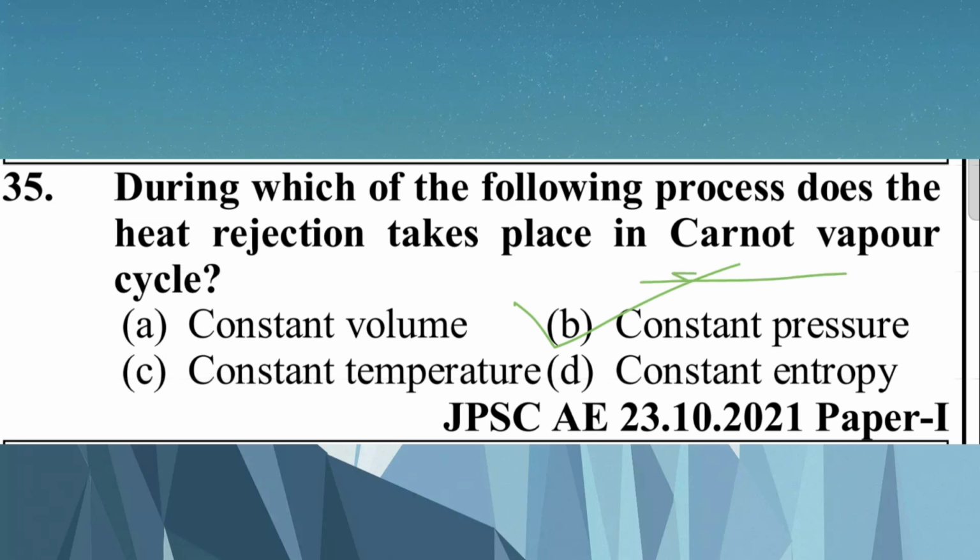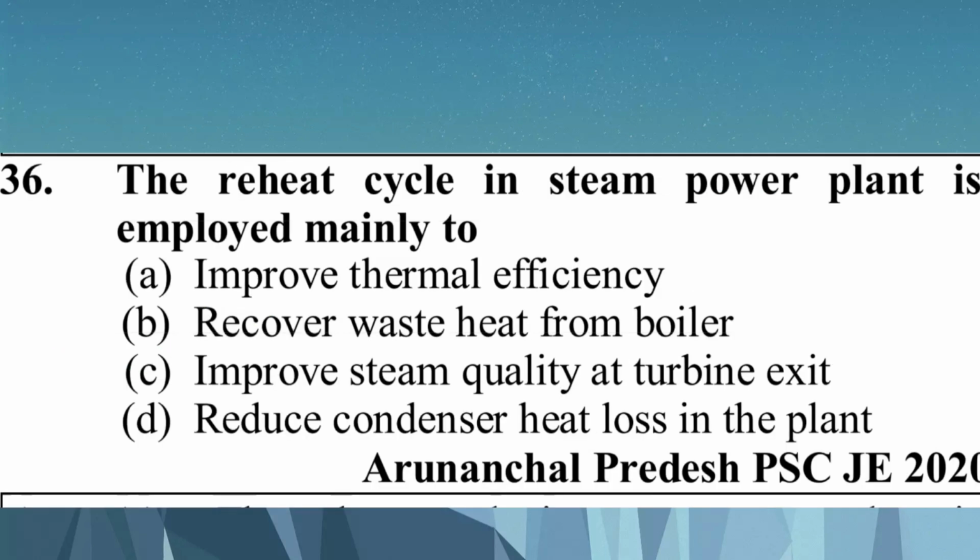सॉरी, कार्नोट साइकिल बोला है ना. कार्नोट साइकिल के लिए तो कांस्टेंट टेम्परेचर, कार्नोट साइकिल में तो कांस्टेंट टेम्परेचर होता है. ऑप्शन सी. मैंने रैनकाइन ले लिया. रैनकाइन में कांस्टेंट प्रेशर होता है.